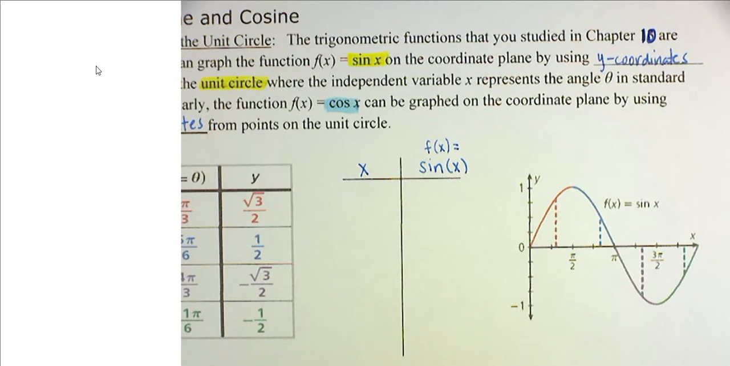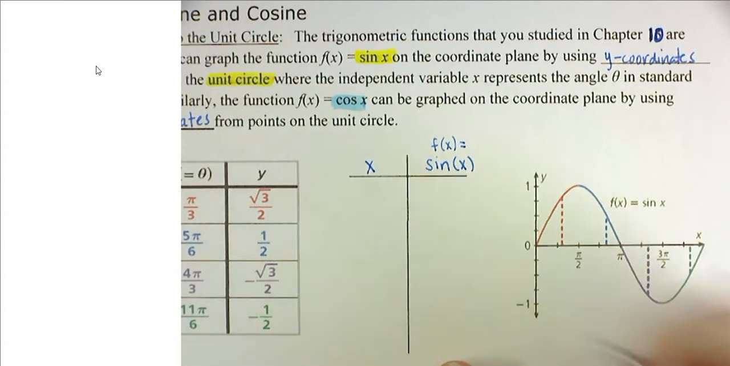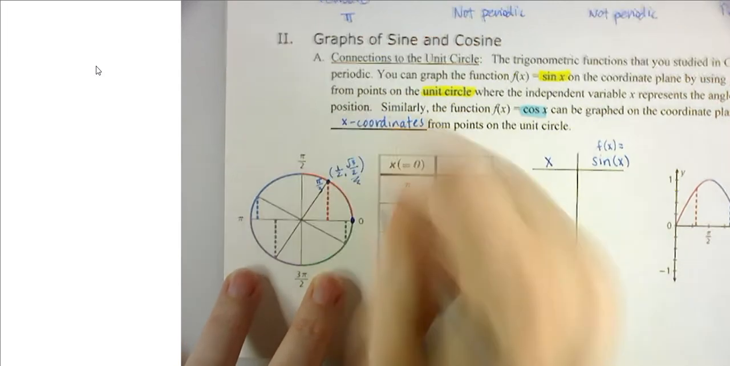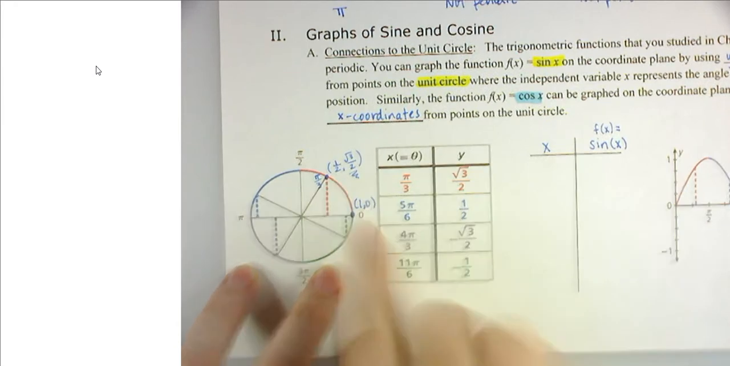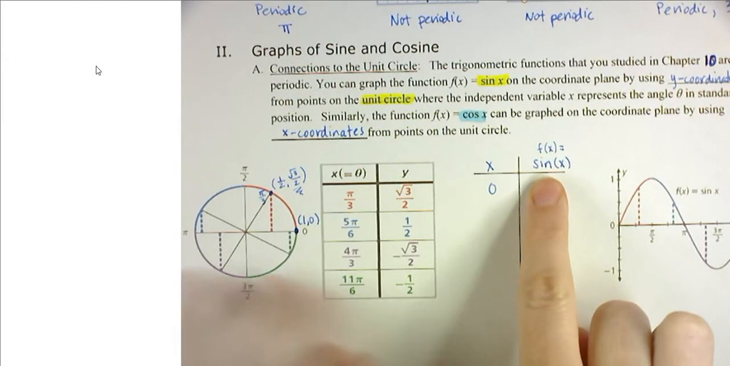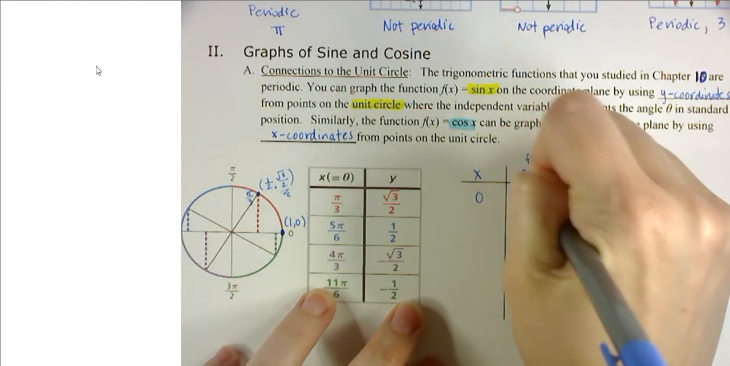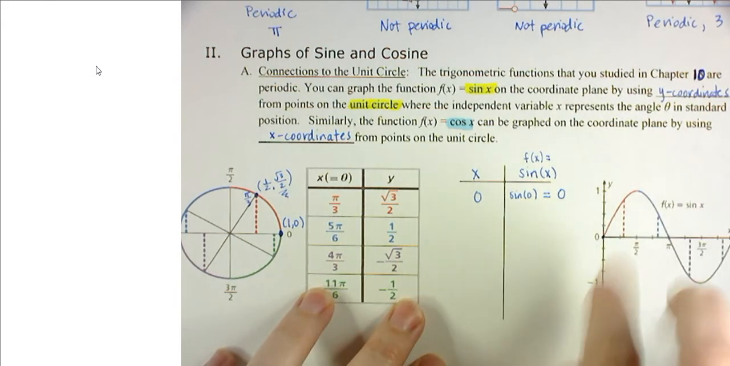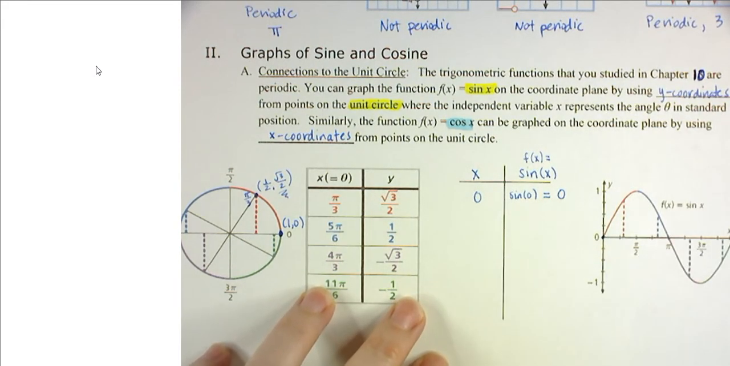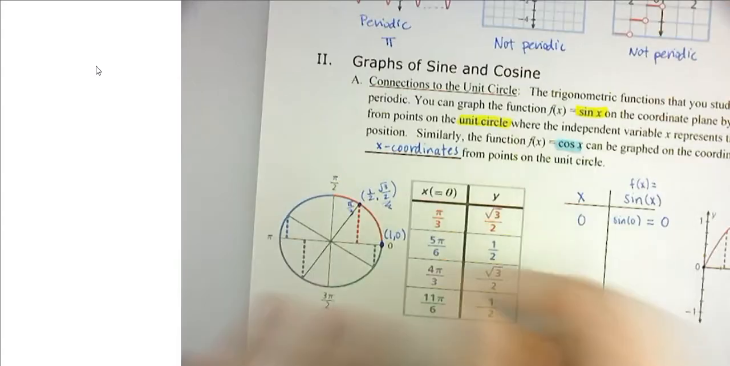At 0, your point is 1, 0. So if we're using the y coordinates, if we were to find the sine of 0, that would be 0. So that's why the point here is 0, 0. Another point you can see is at pi over 2. At pi over 2, our point is 0, 1. So if you were to plug in pi over 2, the sine value at pi over 2 is going to be 1.